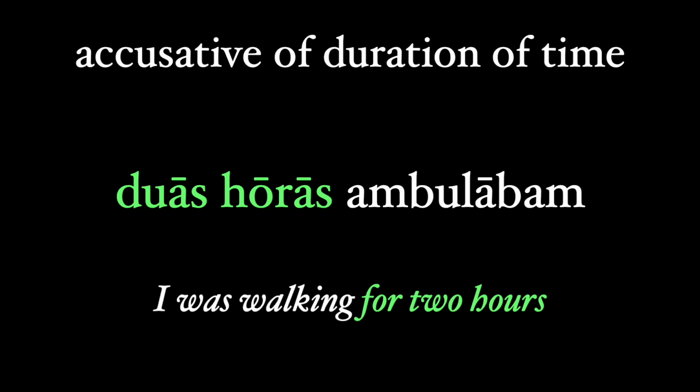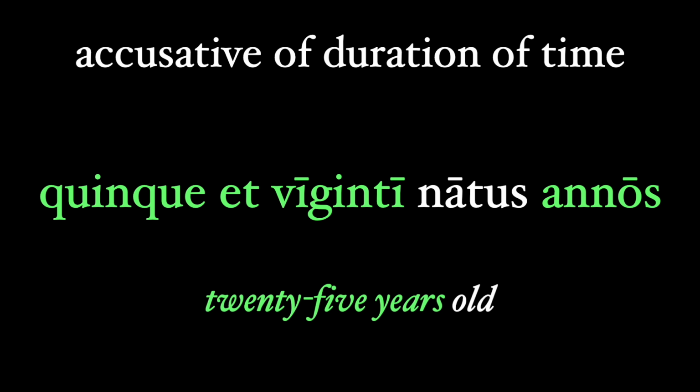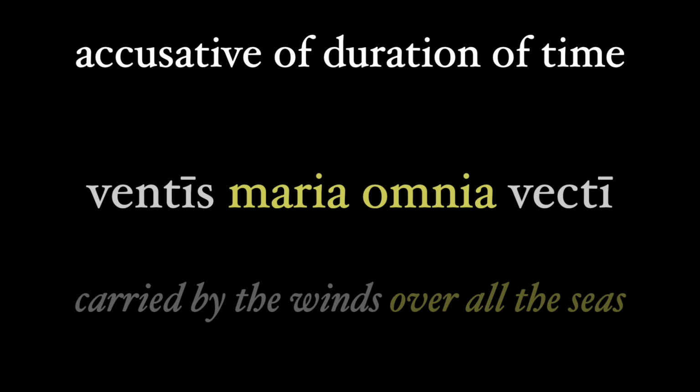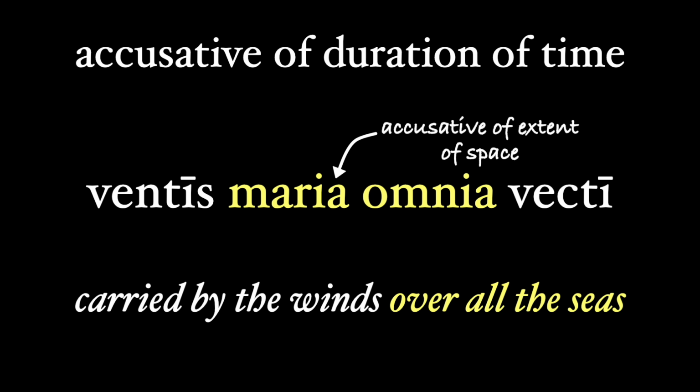In Rule 40, I talked about how the accusative case can be used to show how long something happens for. So, duas horas ambulabam. I was walking for 2 hours. This accusative case tells us for how long something was happening. A standard way of telling age uses this accusative, quinque et viginti natos annos, essentially 25 years old. The accusative case shows movement through time, and this use is related to the accusative of extent of space. Check out rule number 40, though, for more on this.